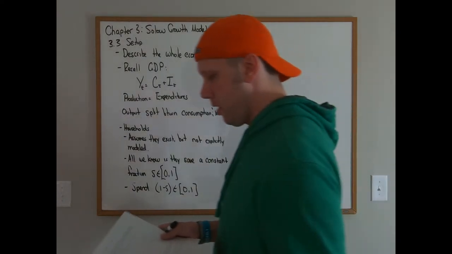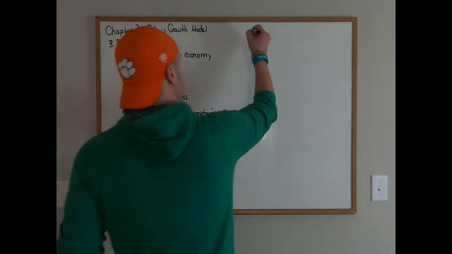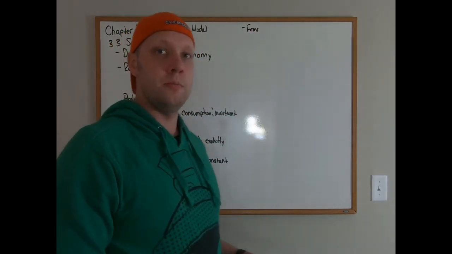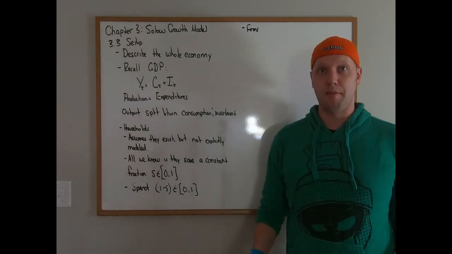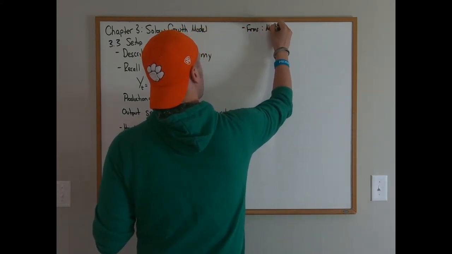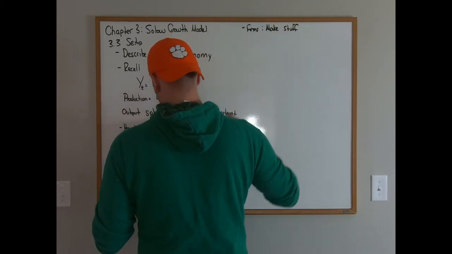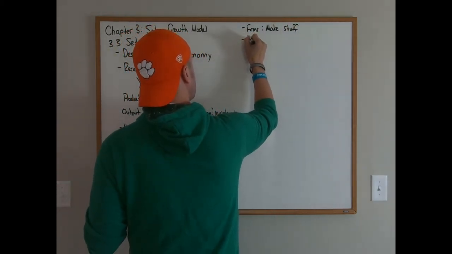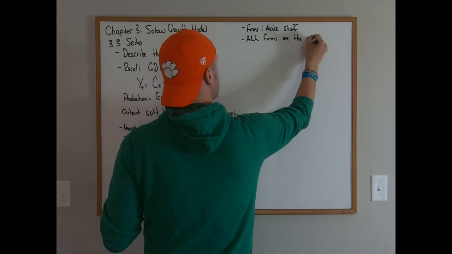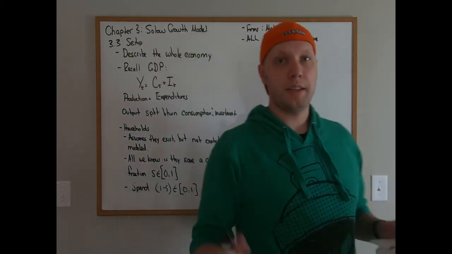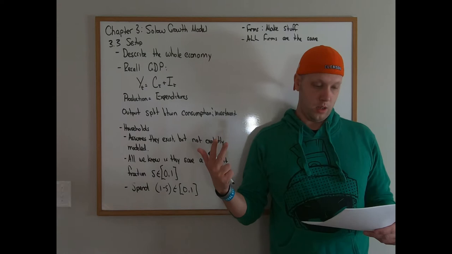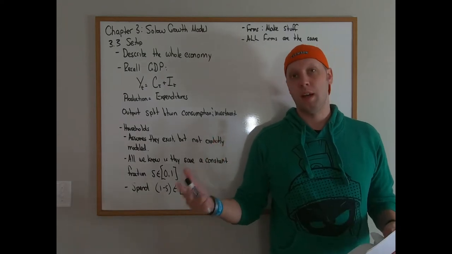But firms, on the other hand, we have a little bit more information about them. We know firms exist, and we also know what their production function is. We know that they make stuff. They make stuff to be able to sell. And I'm going to say all firms are the same. They have access to the same technology, they produce the same final consumer good, and they have two inputs, capital and labor.